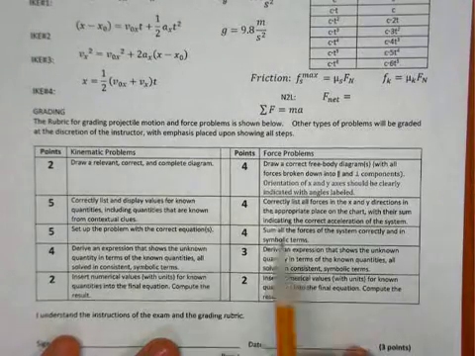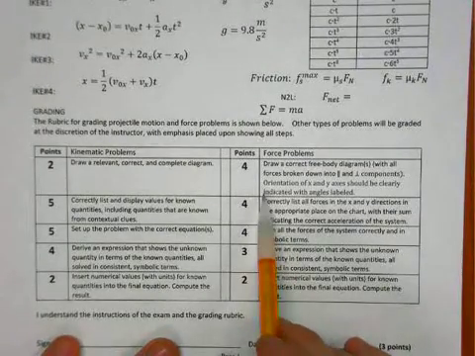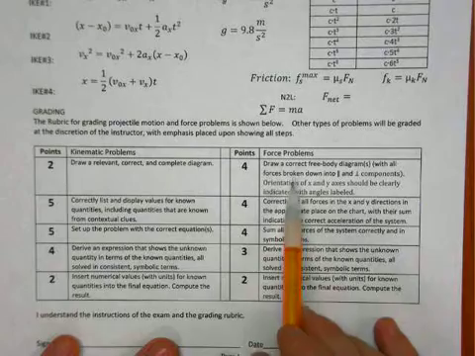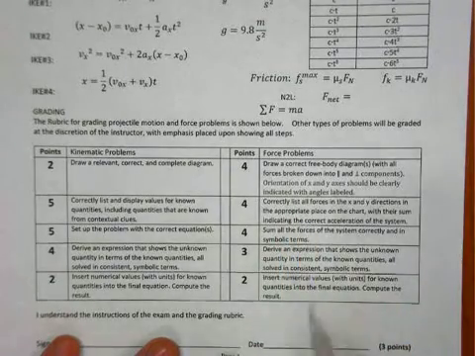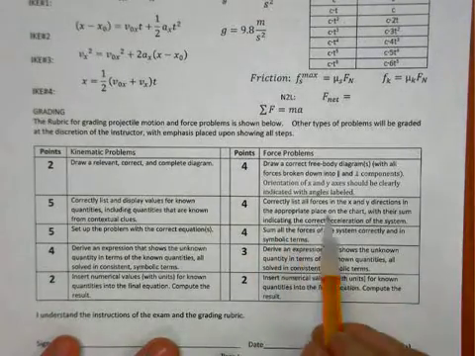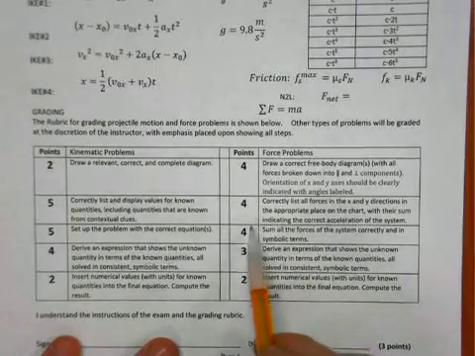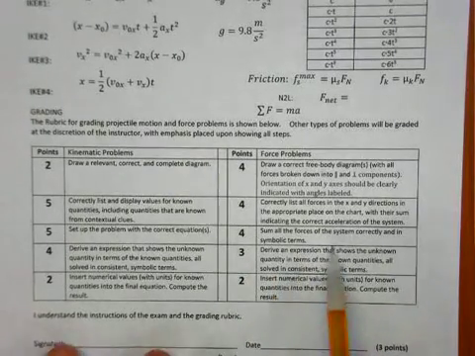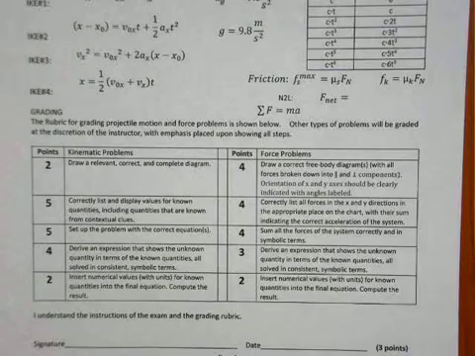Basically, I wanted to see that you understood how to do this. If I believed you knew how to correctly list your forces, you got full credit. If you didn't know, you got somewhere in between 0 and 4, depending on your level of communicating your understanding.